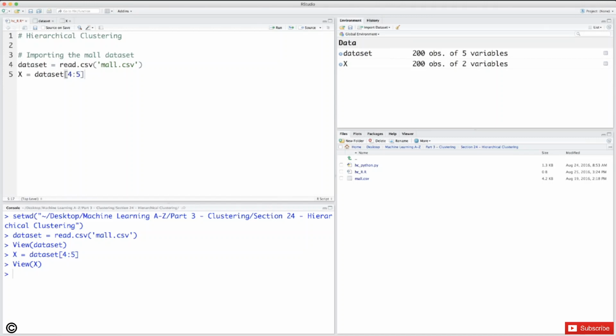Okay, now cluster 2 contains the customers that have high income and low spending score, and so we can call these customers the careful customers. Now cluster 3, customers in this cluster have average income and average spending score, so we call this cluster the standard cluster.